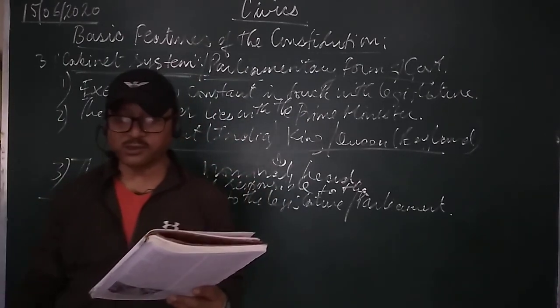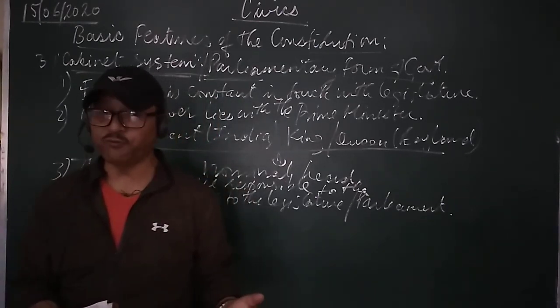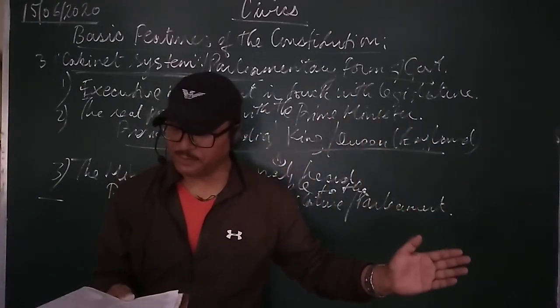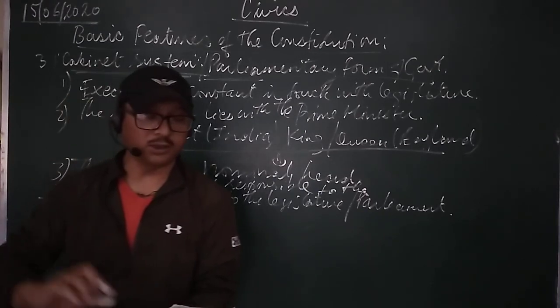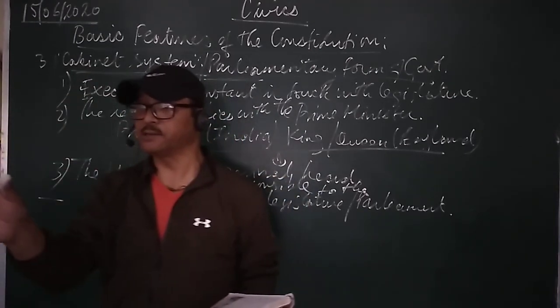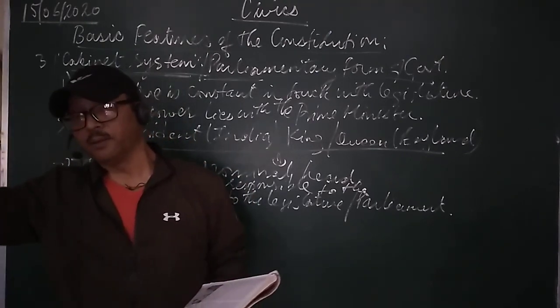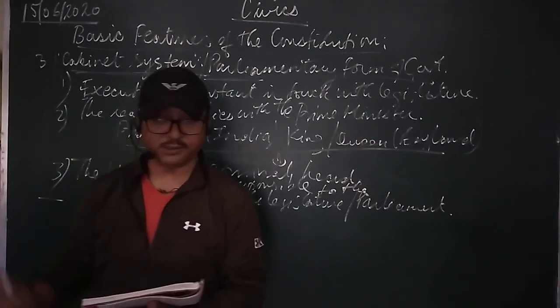Here, the members of the cabinet as well as the prime minister are the members of parliament. See, in this form of government, whoever are the members of the cabinet and even the prime minister, they are all the members of the parliament. First, they have to be the members of the parliament. Once they are members of the parliament, from there only they will be elected as a minister or a prime minister.